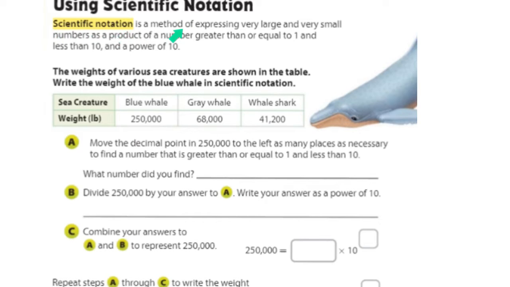Scientific notation is a method of expressing very large and very small numbers as a product of a number greater than or equal to 1 and less than 10 and a power of 10. So product means you're going to multiply. So they're going to look something like this. You're going to have a number times, that's your product, 10 to some power.